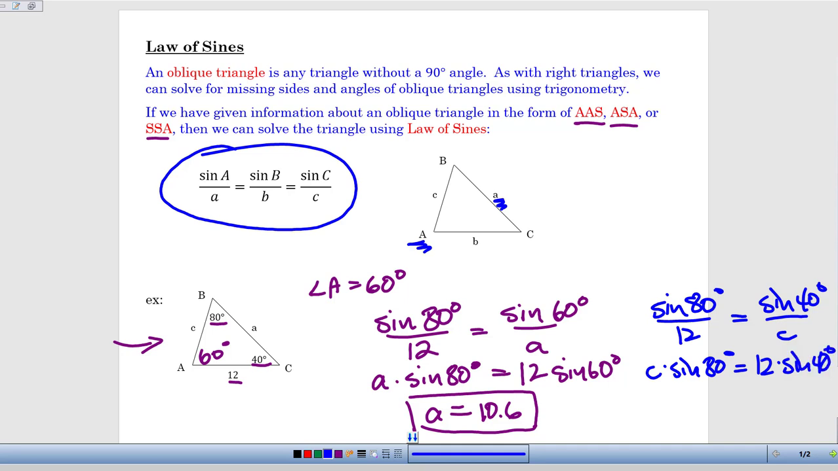So this is just calculator work at this point. We do 12 times the sine of 40 degrees. We divide that by whatever the sine of 80 degrees is. And so we eventually end up with C equal to 7.8.